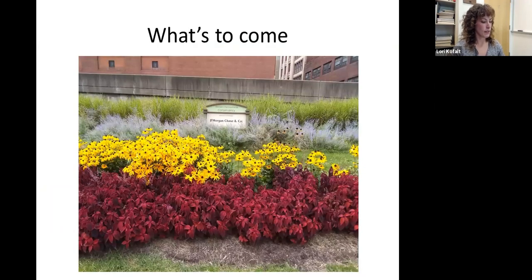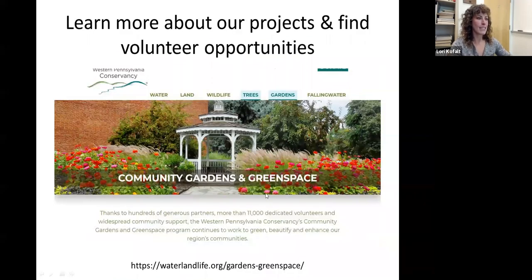So what's to come as far as pollinator gardens go for us? We've recently received funding again from Next Era Energy to retrofit our garden at Grant Street and First Street downtown to create a full large-scale pollinator garden, which is very exciting. We'll keep working on projects like that in the future.